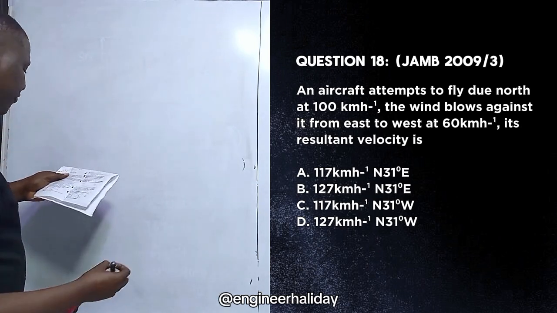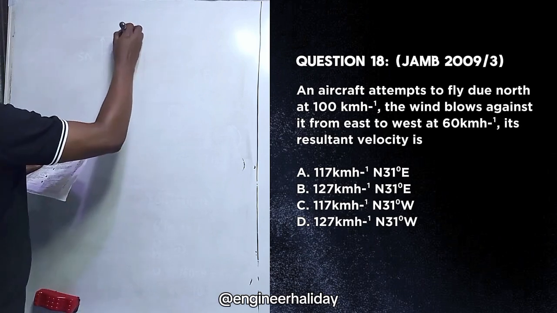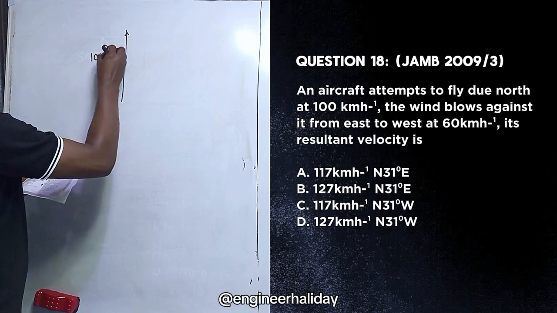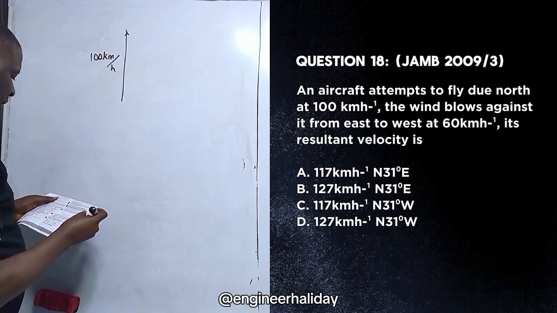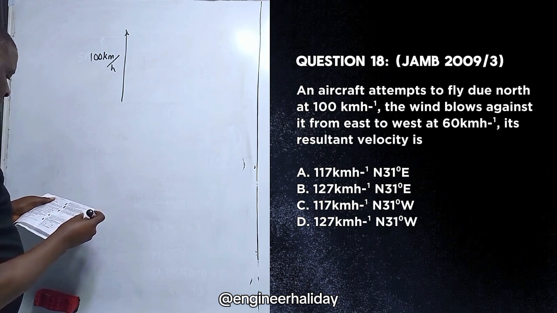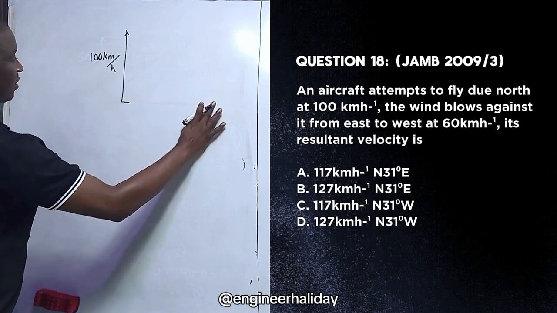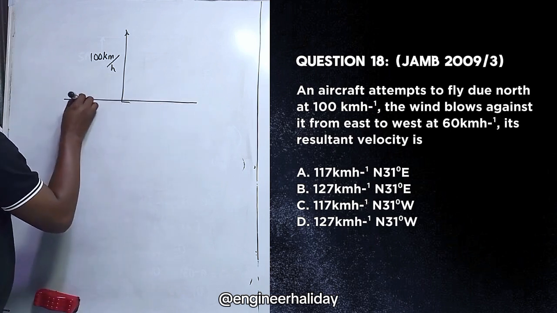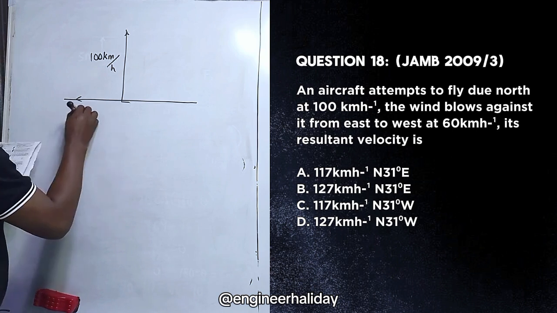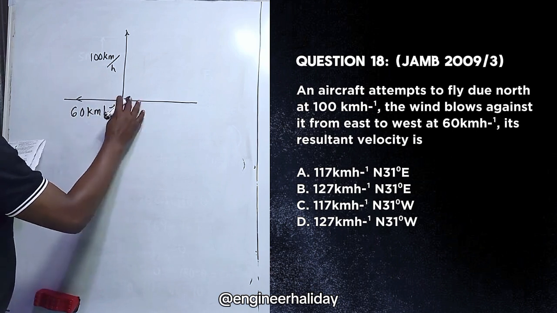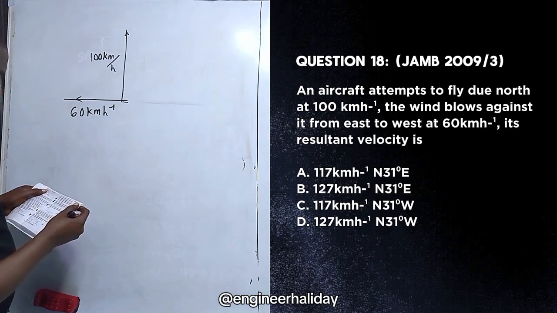Number 18: an aircraft attempts to fly due north at 100 kilometers per hour, and a wind blows against it from east to west, like this. The wind blows from east to west at 60 kilometers per hour. The resultant velocity is dash.